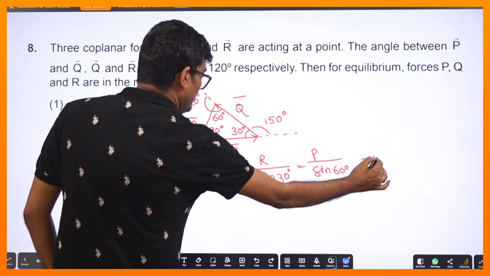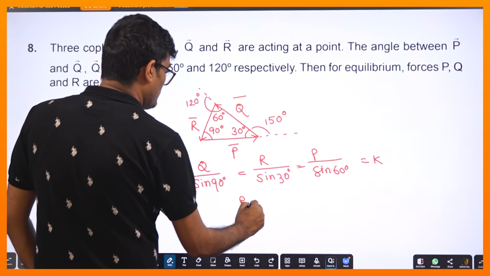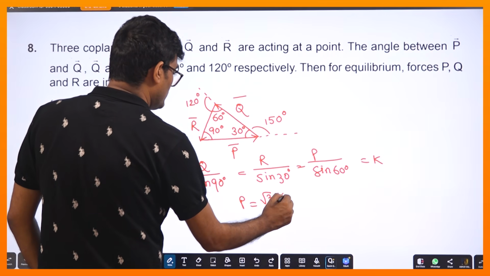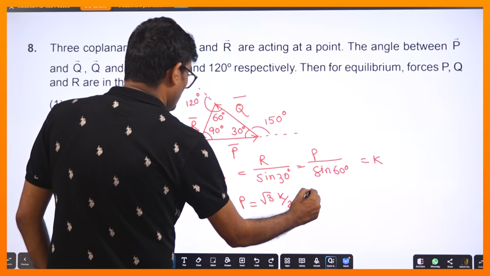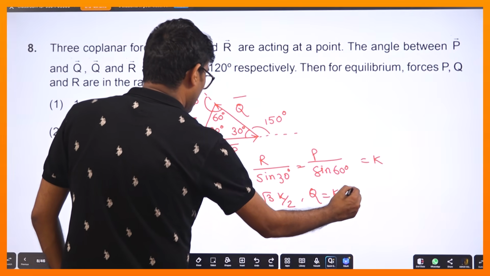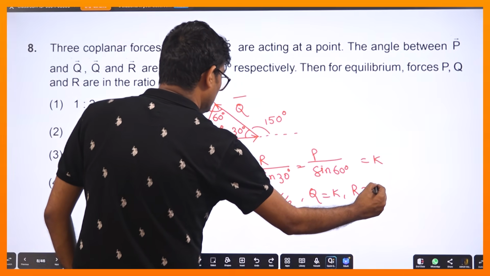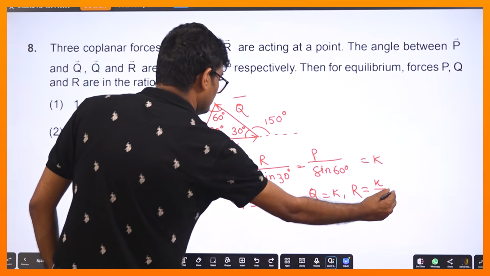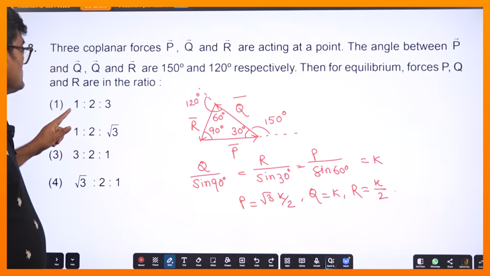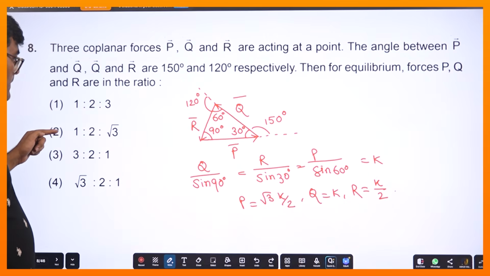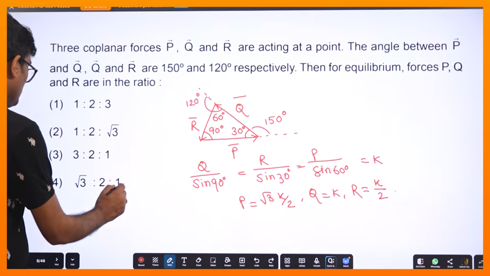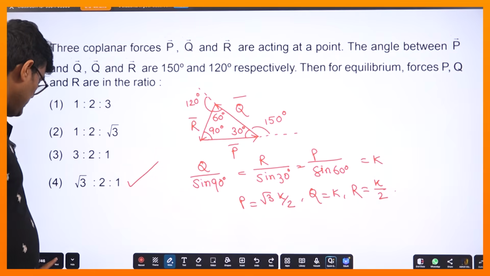So if I say it is K, then P is equal to root 3 K by 2, Q is equal to K, and R is equal to K by 2, right? So the ratio of P, Q, R is root 3 is to 2 is to 1. Root 3 is to 2 is to 1. Option 4 is the correct choice. Okay.